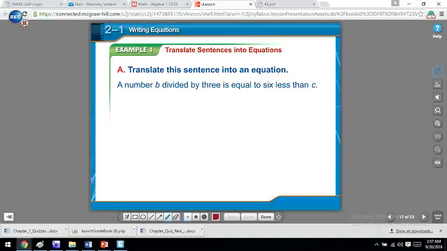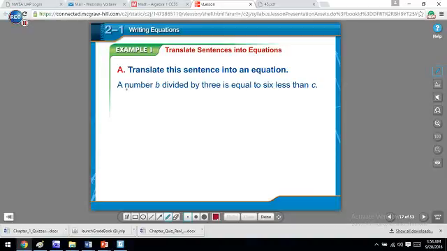Today we are working with 2-1 writing equations. For this particular example, we're going to translate this sentence into an equation. Here's the sentence: a number b divided by 3 is equal to 6 less than c. I am going to pull out the relevant information. Step one, we're going to take out the information that is given in words.